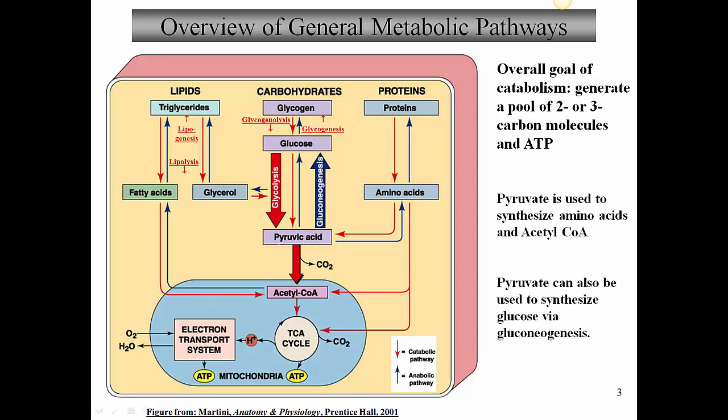One thing I want to remark on here is the arrow that you see going from pyruvate to acetyl-CoA. This is a one-way process. In other words, we can't go backwards from acetyl-CoA to pyruvic acid in humans. So acetyl-CoA has its own routes of metabolism. Pyruvic acid has its own routes of metabolism, but the acetyl-CoA cannot go back into pyruvic acid.